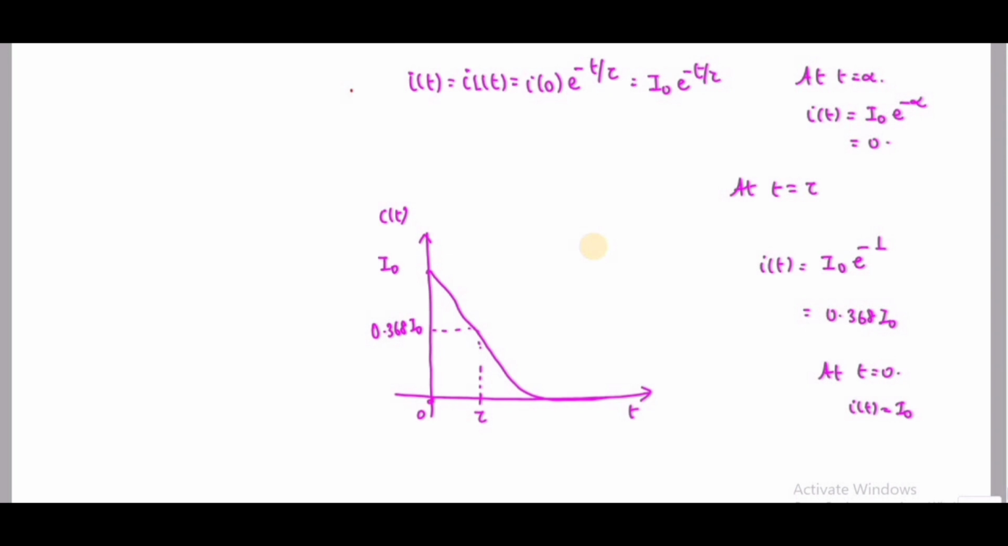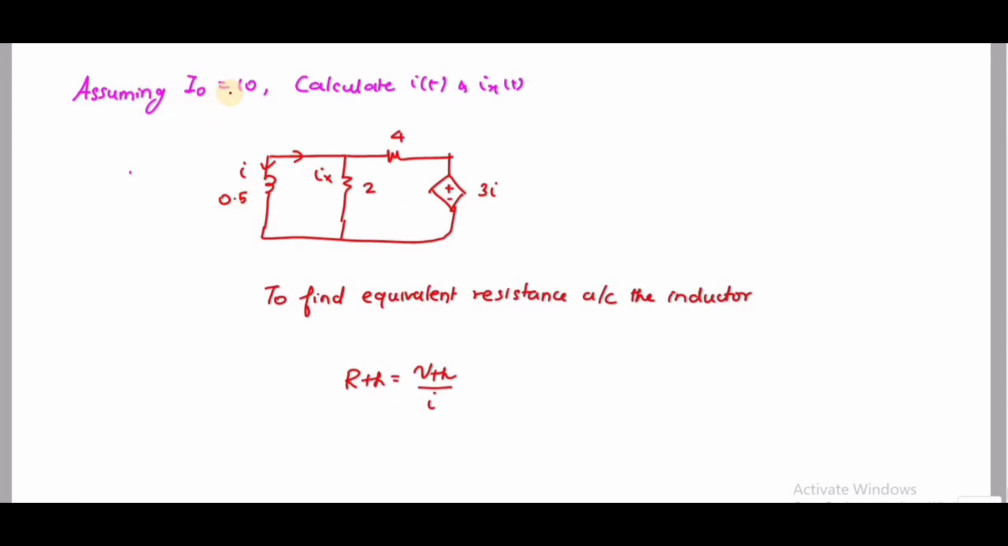So if I want to find the in-between values, you can find the value for t, right? If t is equal to 2 tau, 1 by 2 tau, like that. So next we will discuss some problem. Assuming I naught is equal to 10, calculate i of t and i_x of t. This is your circuit. You can see I have a dependent source. So here I can write I naught. So I have to replace this inductor by an equivalent resistance.